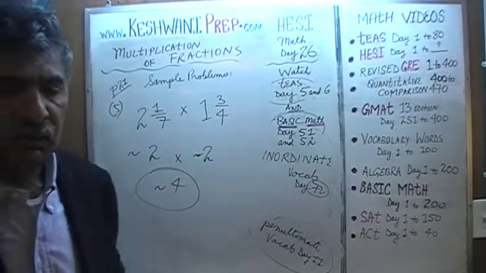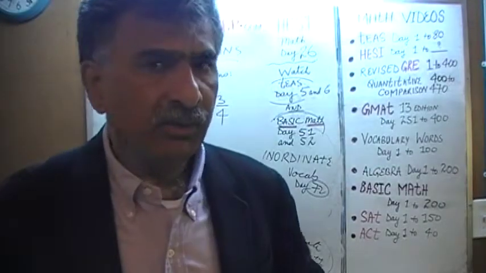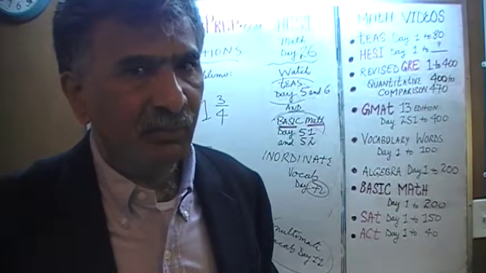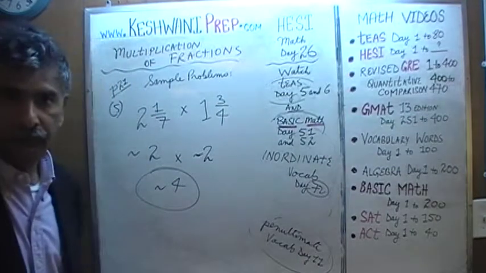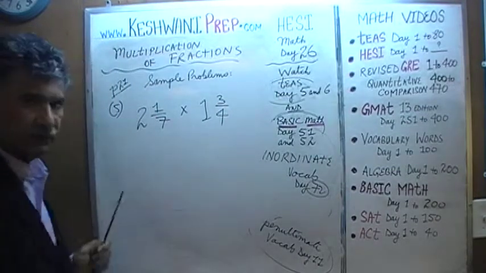If it turns out that there is one answer choice that is slightly over 4 and another that is slightly under 4, then it's difficult, and you have no choice but to do out the work. So let's do it all out.